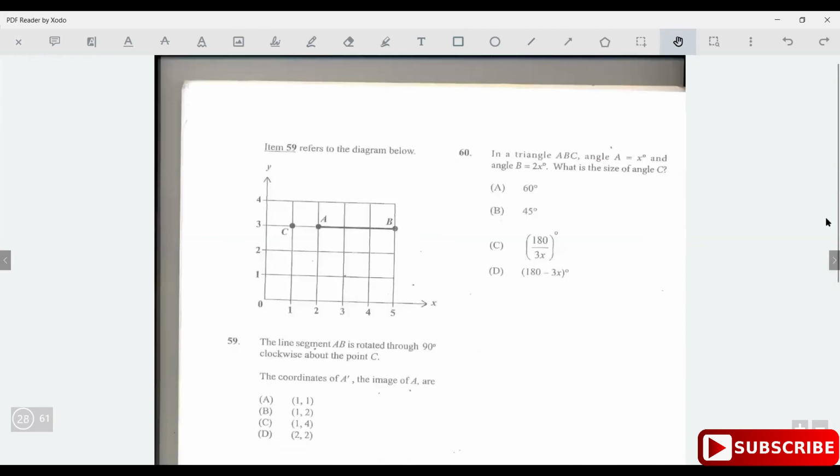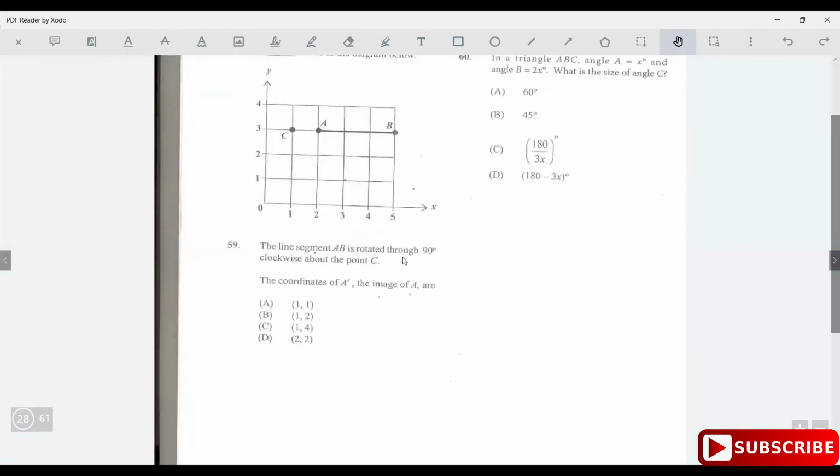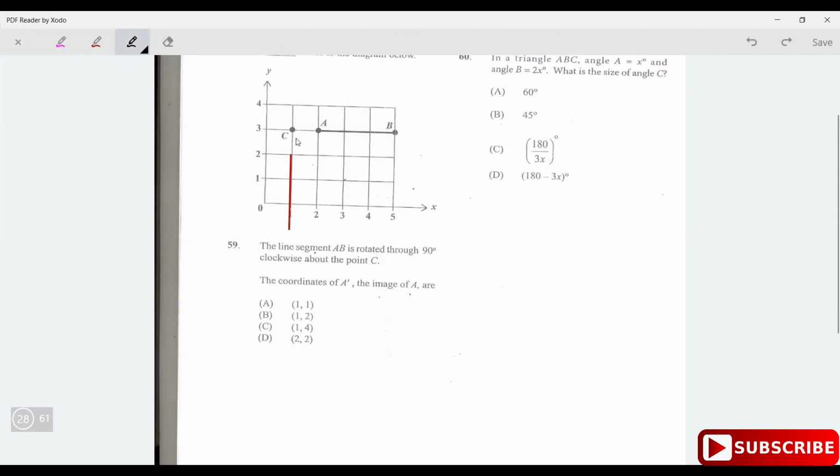Question 59. The line segment AB is rotated 90 degrees clockwise. If AB is rotated 90 degrees clockwise, this way, that would be 90 degrees. The rotation is 90 degrees. So this would be the coordinates of A. A would be the coordinate x is 1 and y is 2. That's (1, 2). Option B. Easy question.